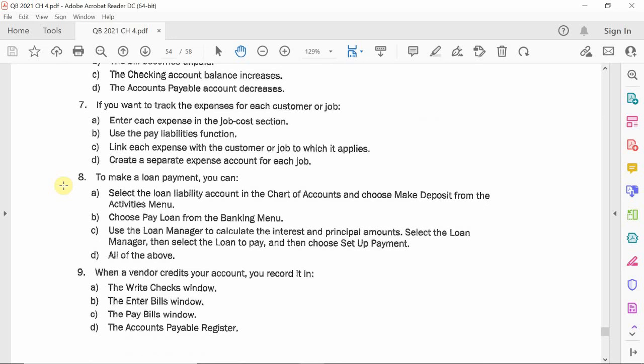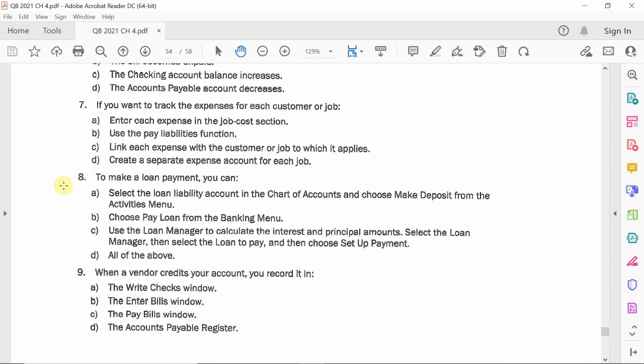Let's take a look at letter A. Select the loan liability account in the chart of accounts and choose make deposit from the activities menu. In this case, that's not the best way to pay off a loan. If you remember, if you're making a payment on a liability, you shouldn't be using the chart of accounts necessarily, even though that is where you're going to be entering in the register.